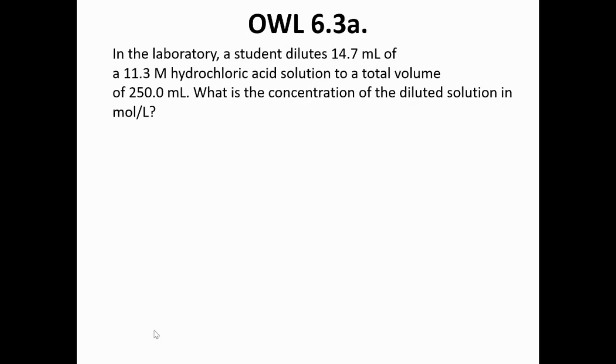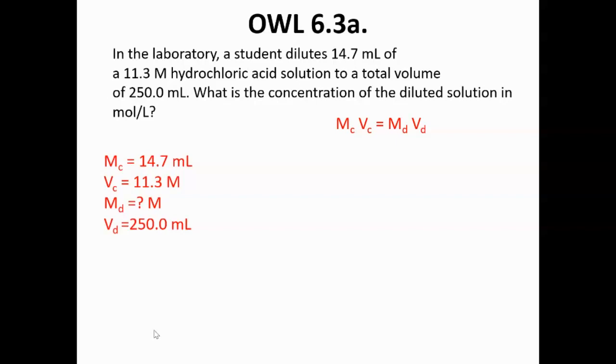I recommend first you summarize the data that you're given. We know that the molarity of the concentrated solution is 11.3 and the volume is 14.7, and we want to calculate the molarity of the dilute solution. We have the volume of the dilute solution to be 250.0 milliliters. We plug all of that in. We calculate the molarity of the diluted solution to be 0.664 moles per liter. Very simple way of doing a dilution calculation.